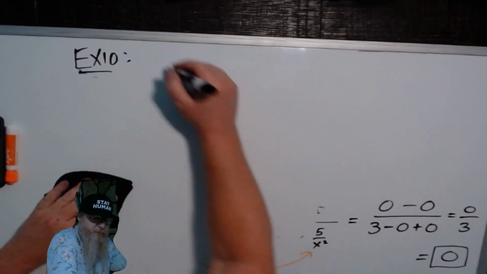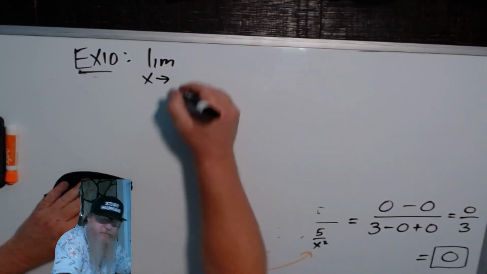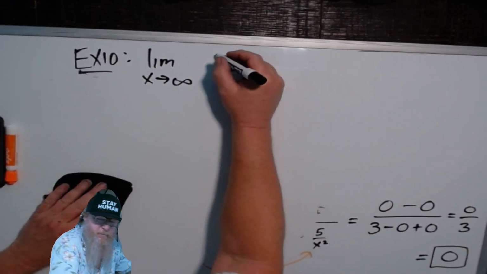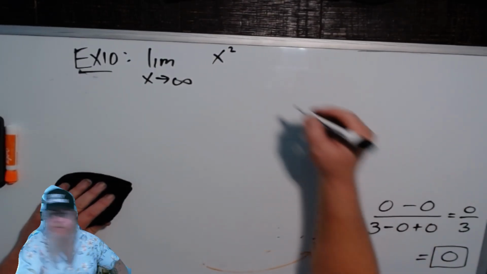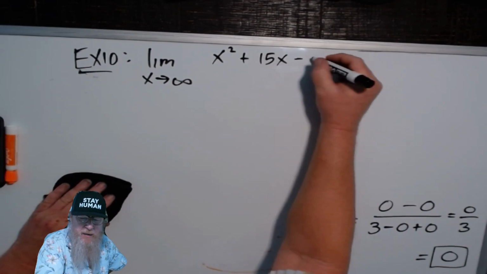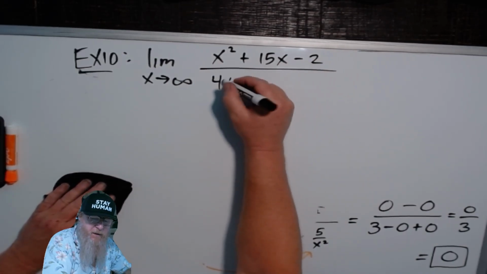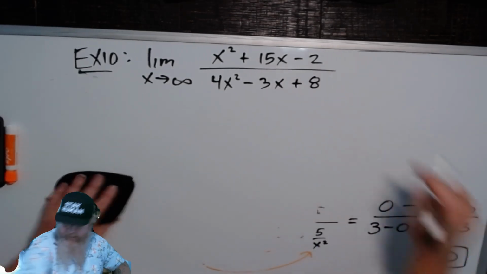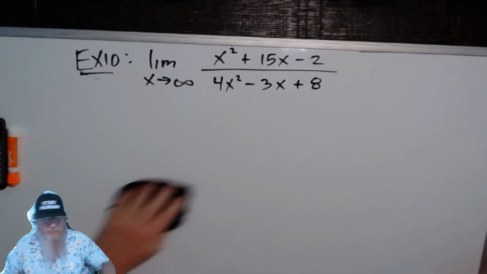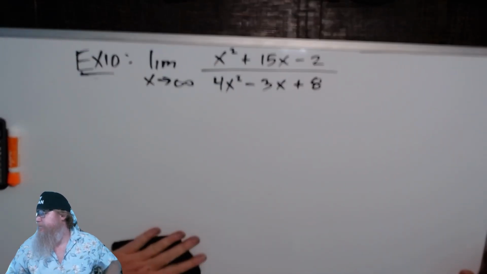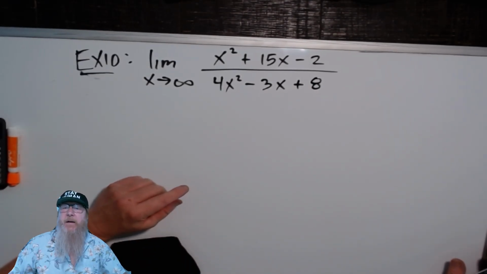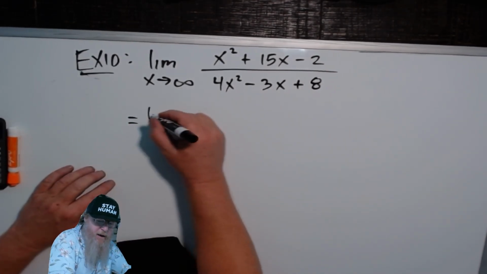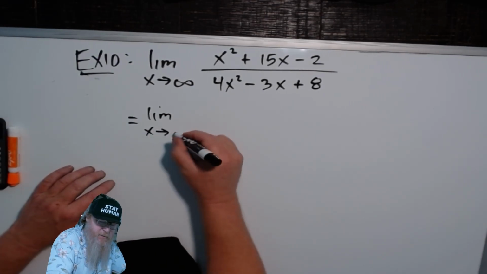Take another example: x squared plus 15x minus 2 over 4x squared minus 3x plus 8. All right. So we're going to divide all of these terms by x squared. Again, that's the largest power.